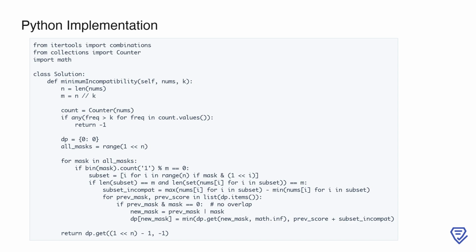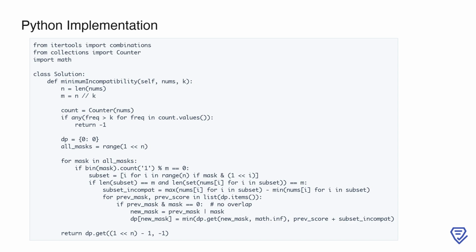1. Preprocessing and validation. The algorithm first calculates m, the size of each subset, as n/k. Using a counter, it checks if any number in nums appears more than k times, which would make the partition impossible, returning -1 early. 2. Dynamic programming initialization. A dictionary dp is used to store the minimum incompatibility for each subset mask. Initially, dp is set to {0: 0}, representing the starting state with no subsets formed.